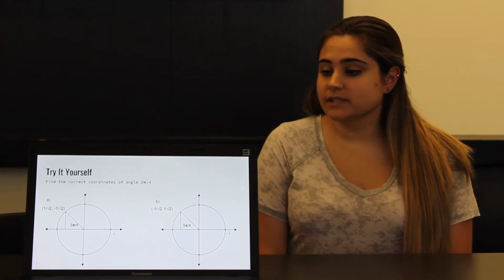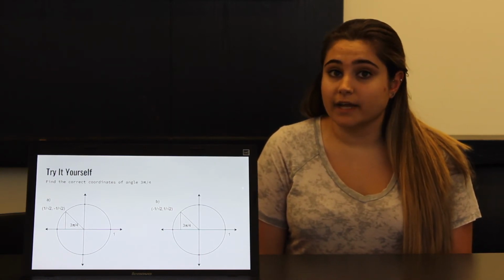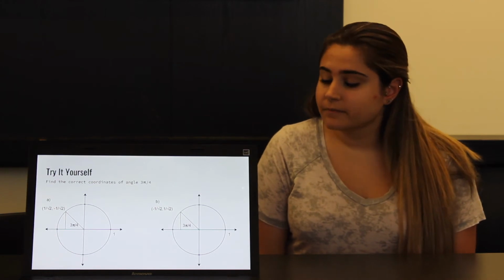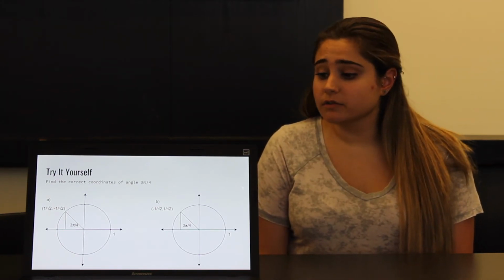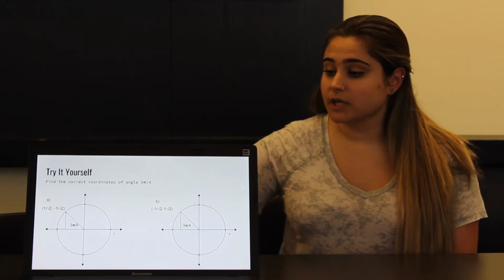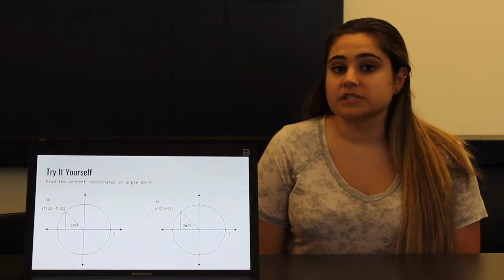Alright, so now that you guys have learned how to find the corresponding polar coordinates of an angle, let's see if we can do it ourselves. So now we're going to take a moment to find the correct coordinates of the angle 3 pi over 4. You can see that we have two diagrams up, and basically just try it yourself and see which one is the correct answer.